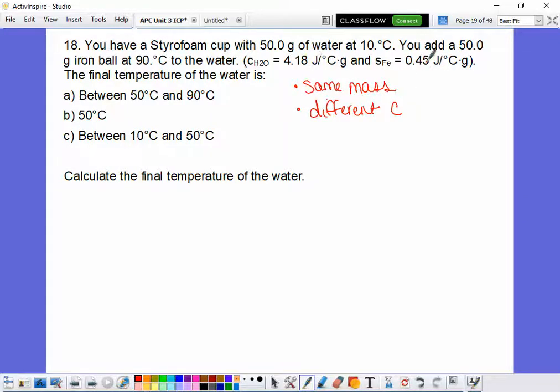So what can be said about our iron and its temperature change? It's going to be a much larger temperature change than our water. Remember, water resists changes to temperature a lot. Okay? So our final temperature is going to be closer to the initial temperature of which substance? The water. So our final temperature, what would we say our answer is? A, B, or C? C. Because our water is starting off at 10, that iron is not really going to heat up that water too much.